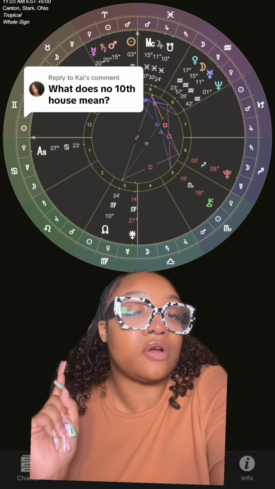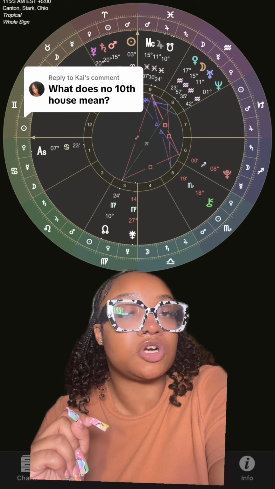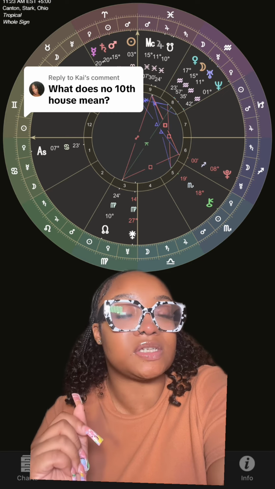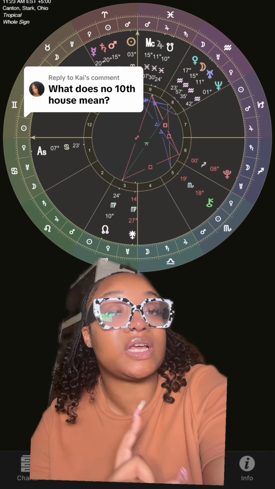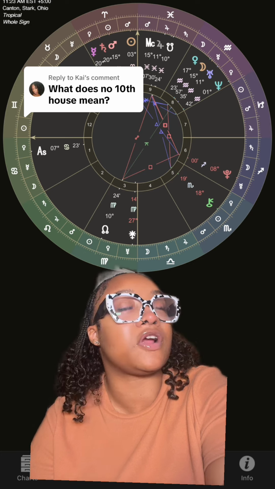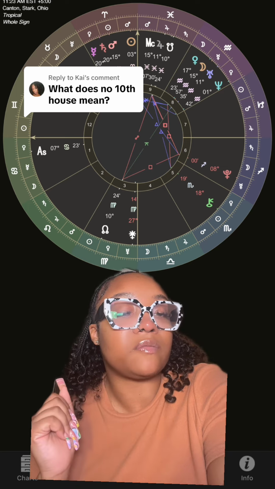But if you're looking at your chart from a whole sign perspective, your midheaven can be anywhere in the top hemisphere of your chart, so anywhere between the 7th to 12th houses. And same thing, your IC could be anywhere between the first and the sixth house. So yeah, look at your chart from a whole sign perspective.